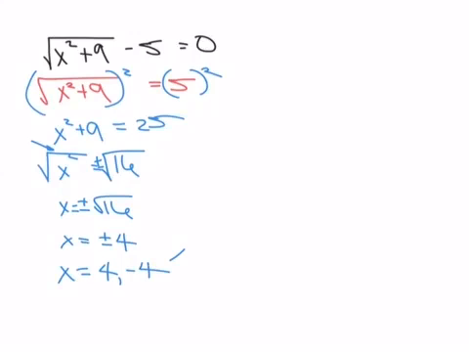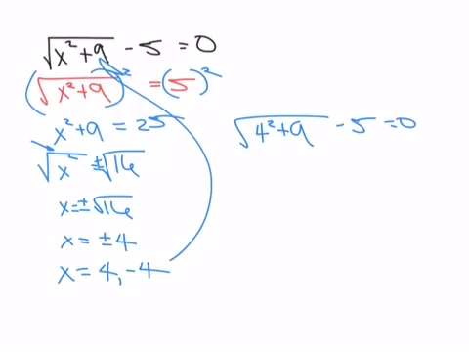And then you put both of those numbers in here to see what happens. So 4 squared plus 9 minus 5. Does that equal 0? Well, 16 plus 9 is 25. The square root of 25 is 5. 5 minus 5 is 0. That works. Let's try negative 4.